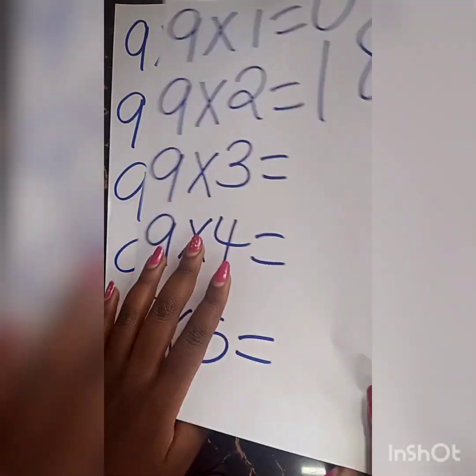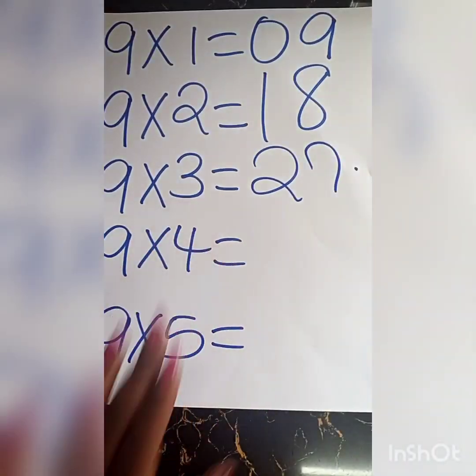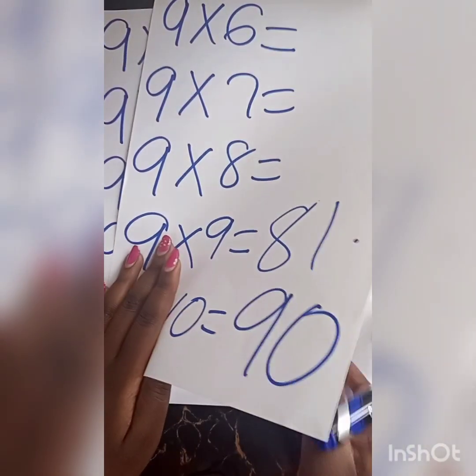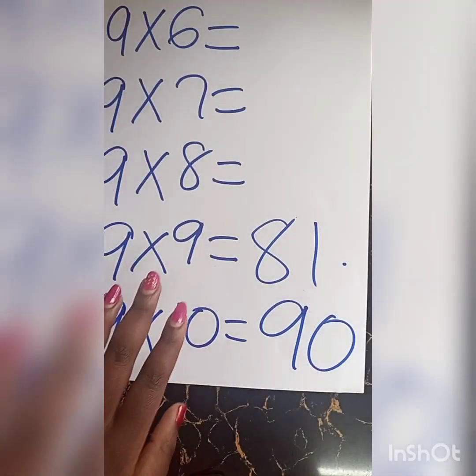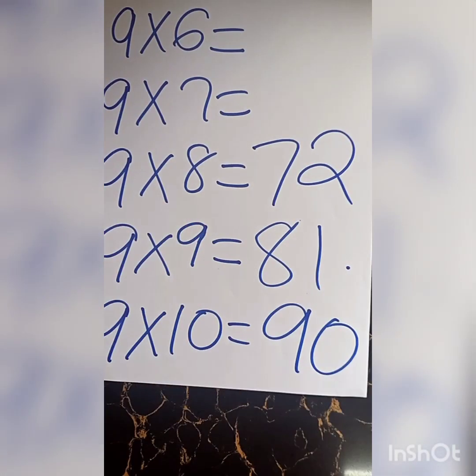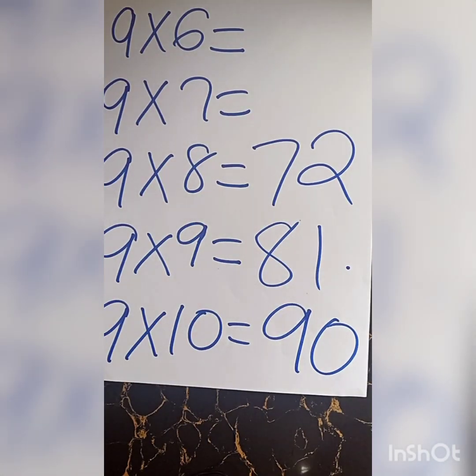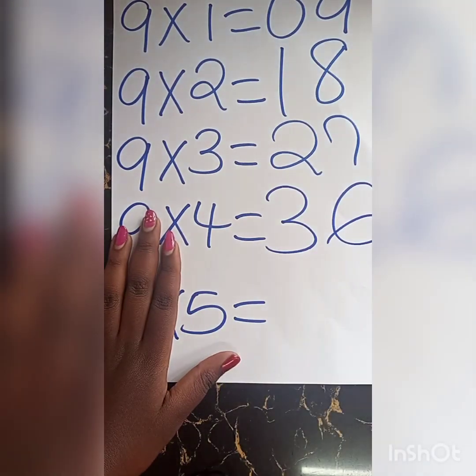Okay. And we also know that 9 times 3 is 27. Okay? So that means that 9 times 8 will be the opposite of 9 times 3. Okay, so if 9 times 3 is 27, that therefore means that 9 times 8 will be 72, because 72 is the opposite of 27. Are we together? Are you now starting to get the drill? Okay, so 9 times 4 we know is 36. Are we together?